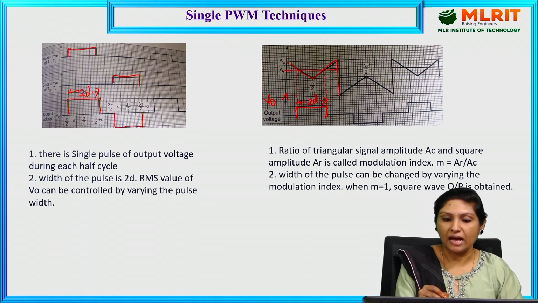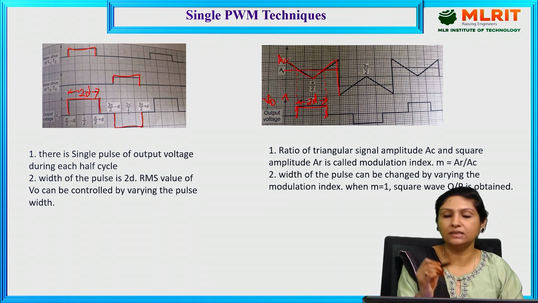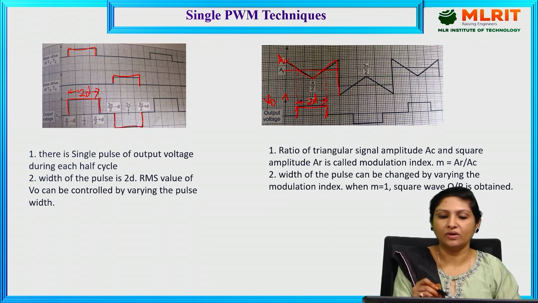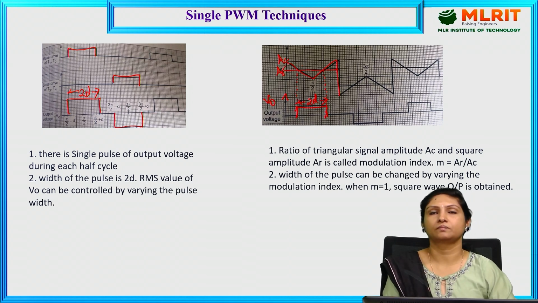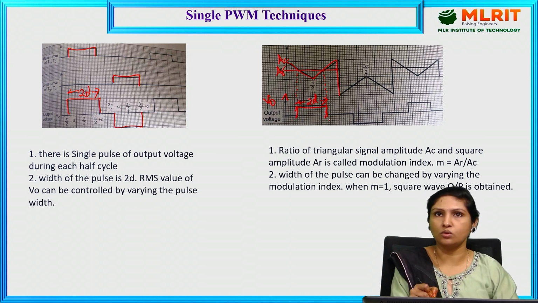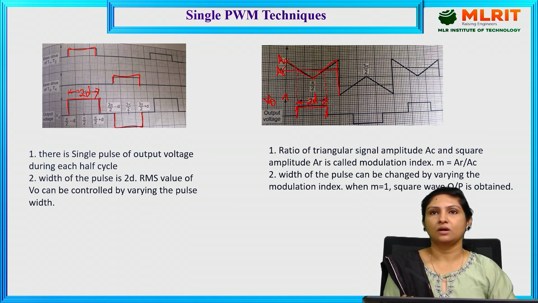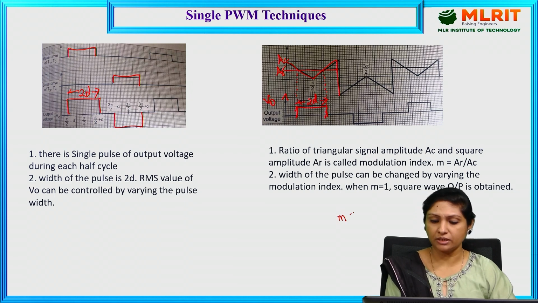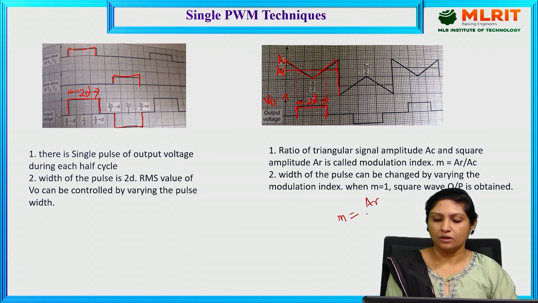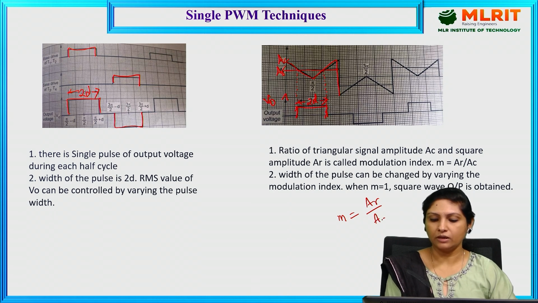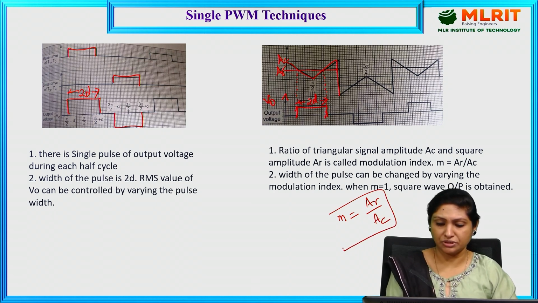If you see, the carrier wave amplitude is denoted with AC, and the amplitude of the reference wave is denoted with AR, and this is the resultant output voltage generated out of the comparison of the carrier wave and the reference wave. And here the modulation index is considered. What is this modulation index? It is the ratio of the amplitude of the reference wave to the amplitude of the carrier wave, given by the formula reference amplitude divided by carrier amplitude, and this is nothing but the modulation index.